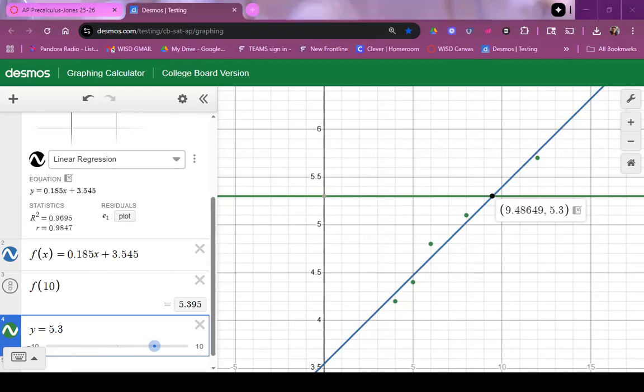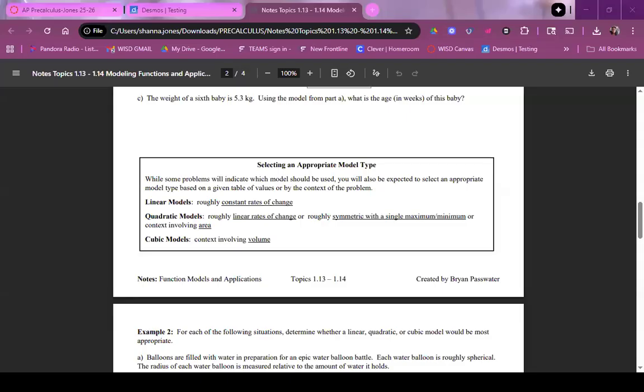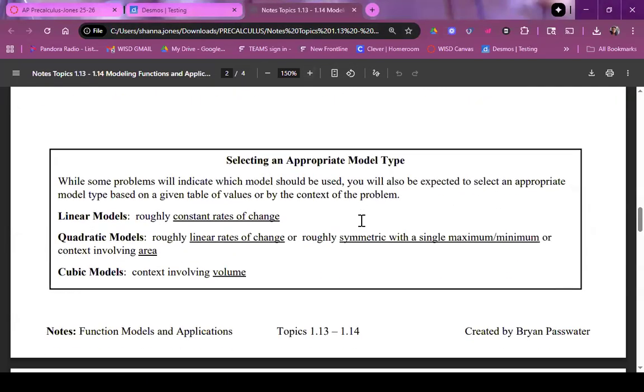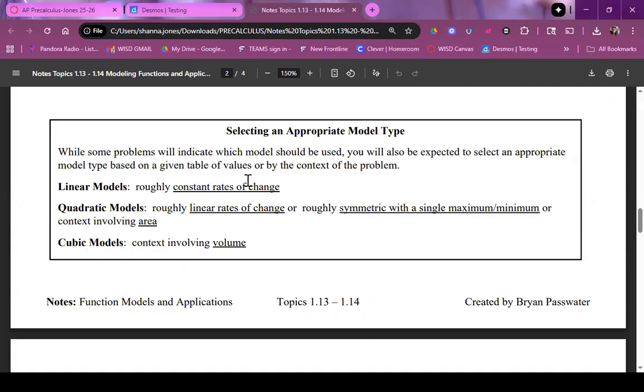All right, questions thus far about the basics? So how do we know? Well, we know by a couple of reasons. While some problems will indicate what model you're using, what you're looking for between linear, quadratic, cubic would be: a linear is going to be a constant rate of change, like I per something, right? Per, each. Those are things that are letting me know it's linear.